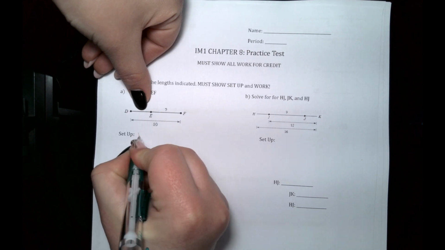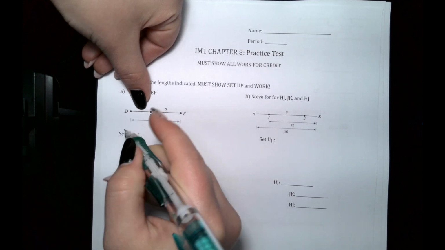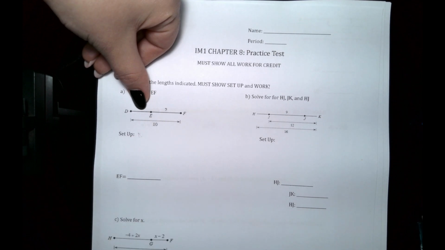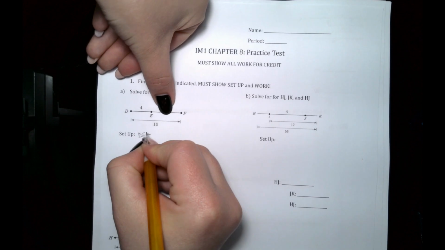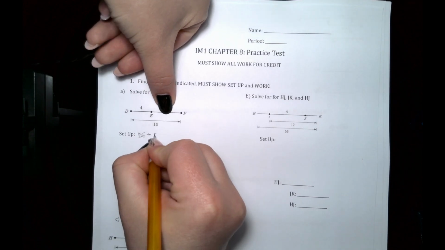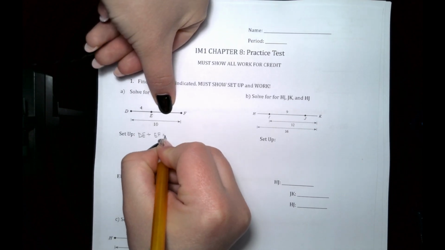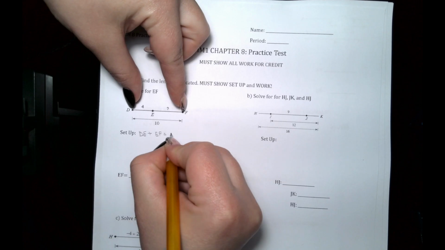So I have D. Oh, looks like my pencil might not be working in the beginning. Let's go ahead and change that. We have DE plus, put your finger between the next two letters, EF, and then that's going to equal your total big piece of DF.